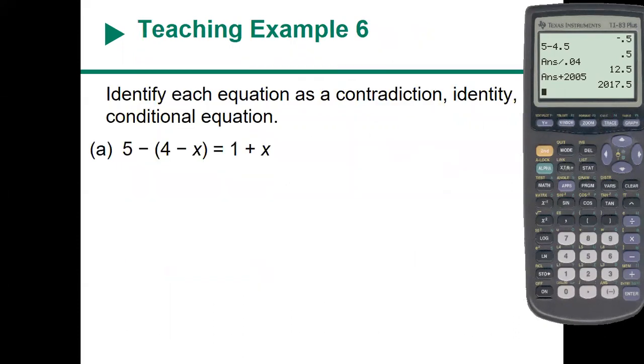Okay, so we would solve this, and then we would classify it. So solving this, what would you tell me to do? I actually need to distribute because my x's are on opposite sides, right? So I'm going to need to distribute. So we have 5 minus 4 plus x equals 1 plus x. Combine like terms. This gives me 1 plus x equals 1 plus x.